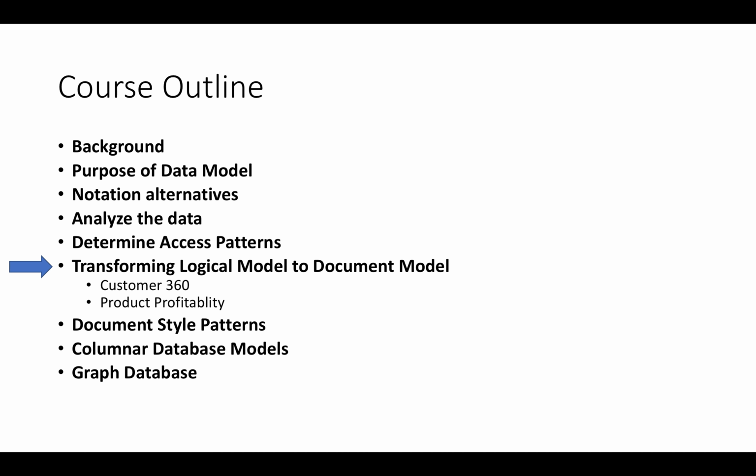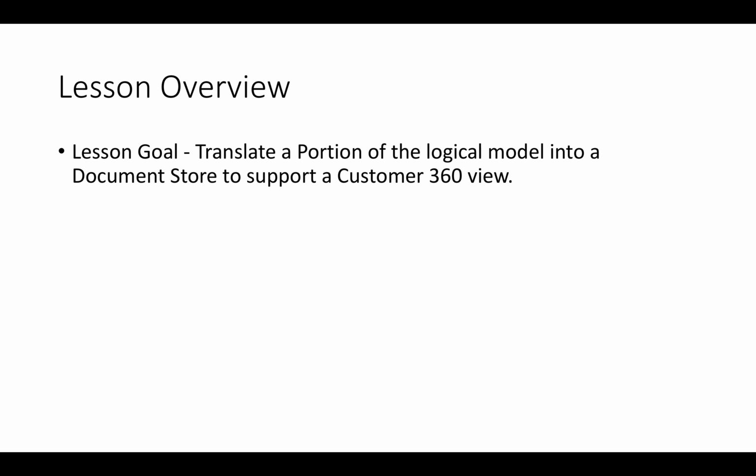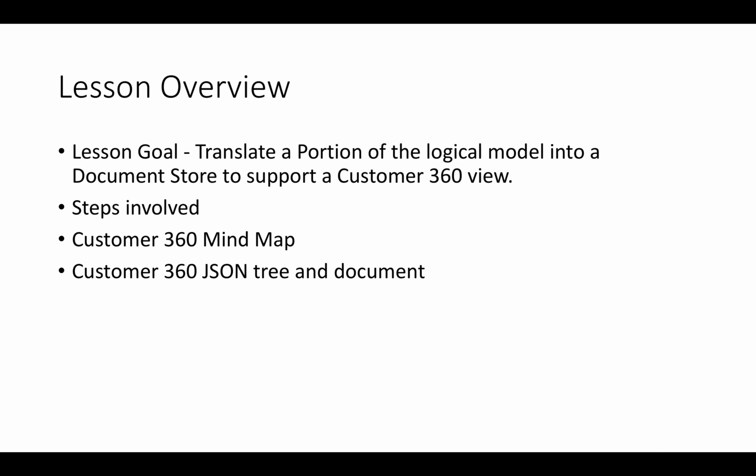As you can see in the course, today's lesson will be transforming the logical model into a document model. Go through the lesson overview quickly. The goal is to translate a portion of the logical data model into a document store to support a Customer 360 view. We'll go through the steps that are involved. We'll do a Customer 360 mind map. We'll look at the JSON tree and document for that same structure, and then we'll review the lesson.